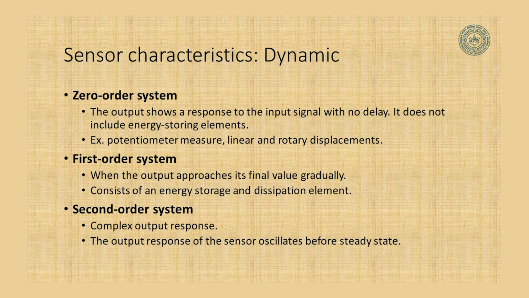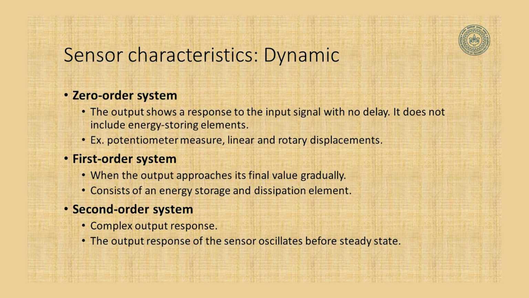In first order systems, the output approaches the final value gradually. Typically this consists of an energy storage and a dissipation element. In second order systems, the output is usually complex. The output response of the sensor oscillates before steady state.